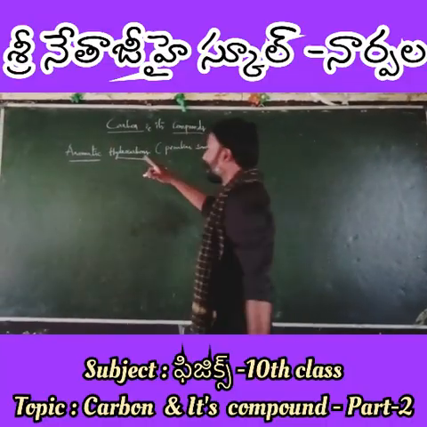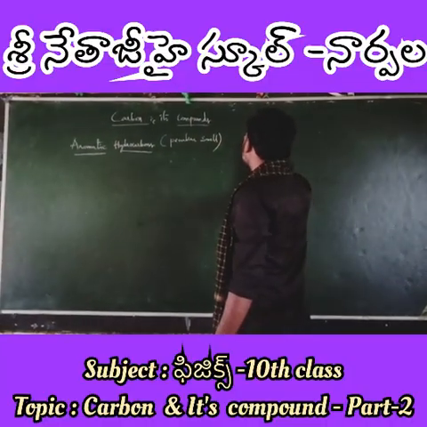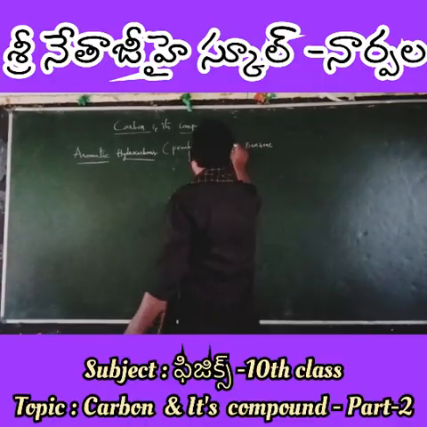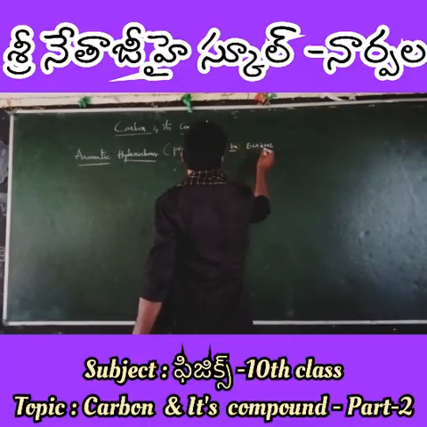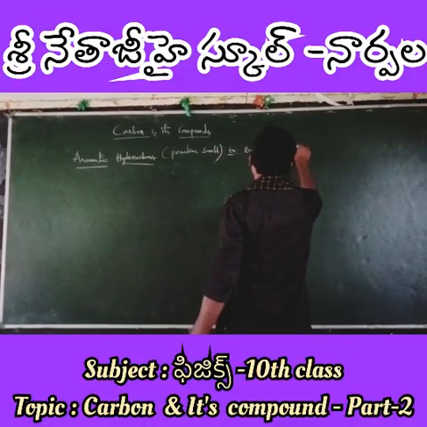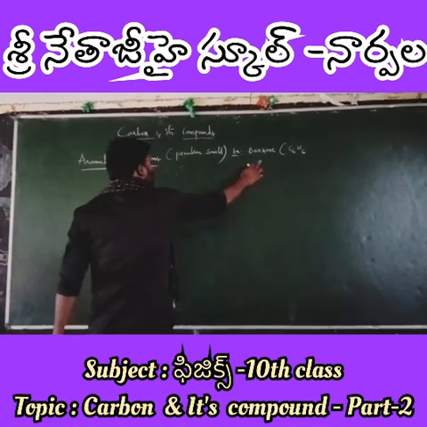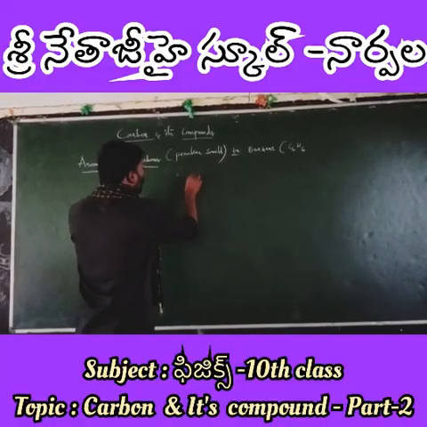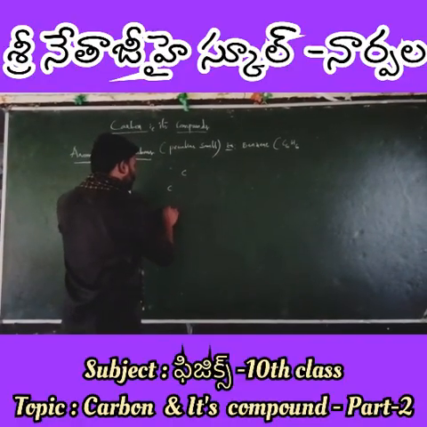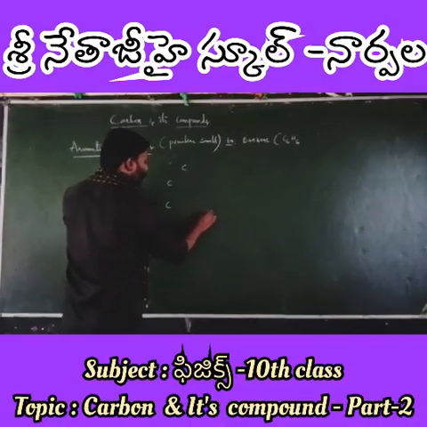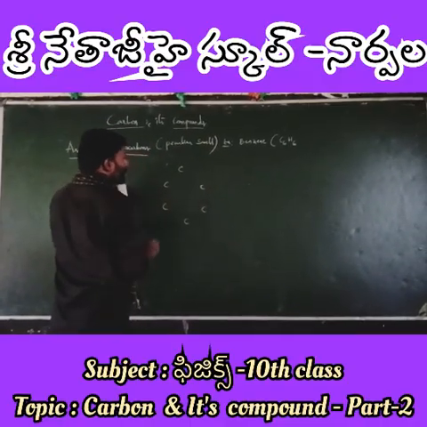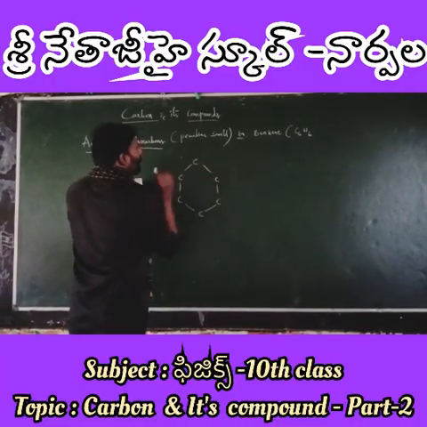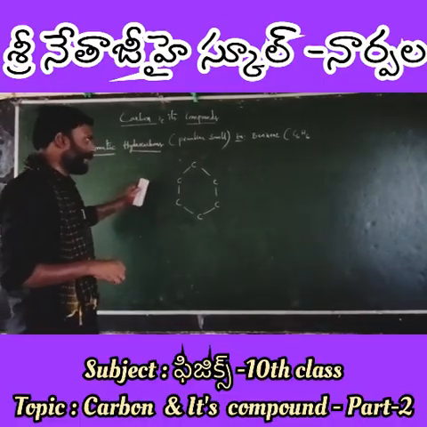And an example of aromatic hydrocarbon is benzene. So benzene is the example for aromatic hydrocarbon, and its formula is C6H6. How it will be arranged, I will tell you. So carbon, carbon, 3, 4, 5, 6. Single bond. And the structure of benzene is very simple.